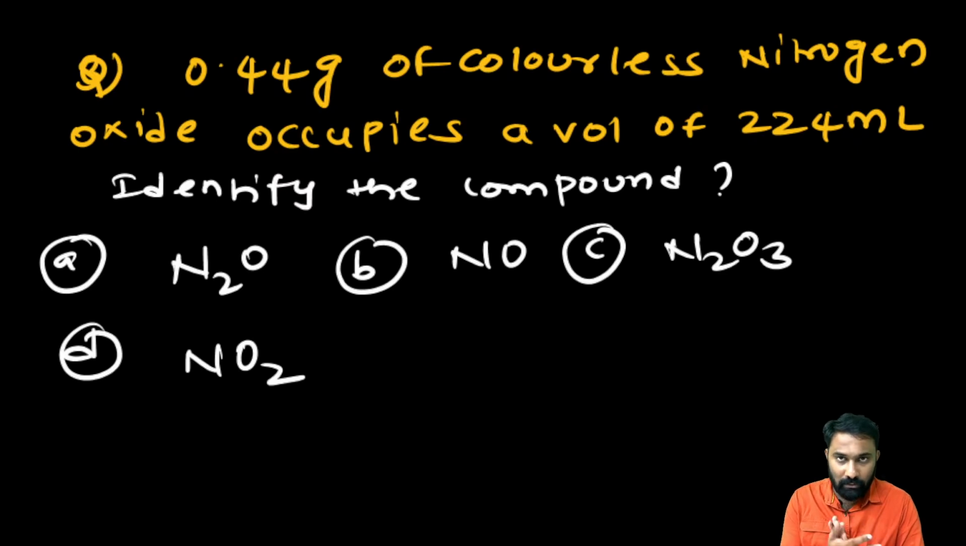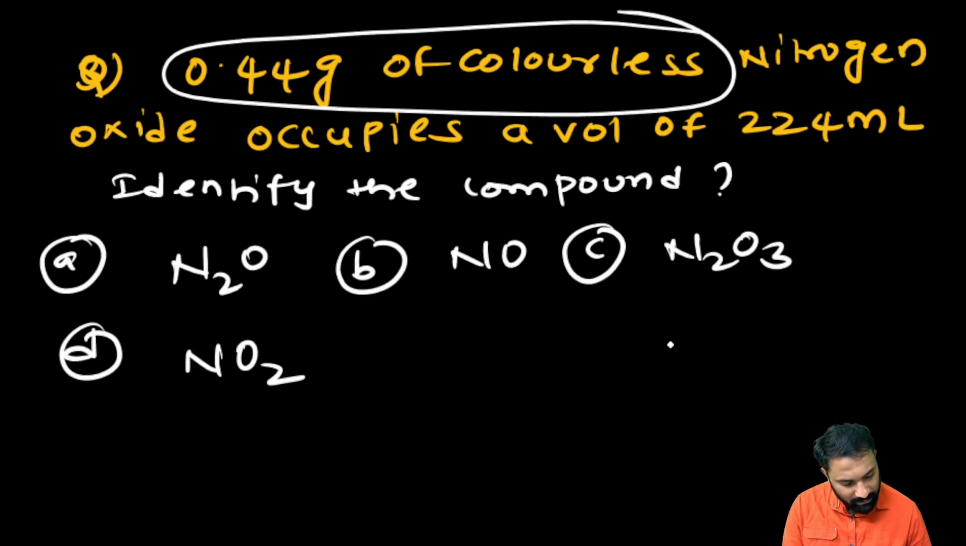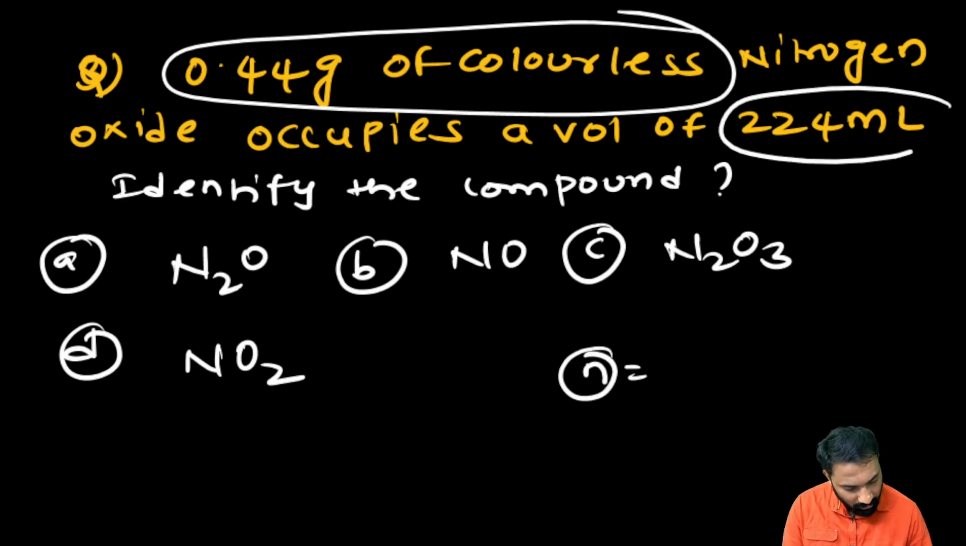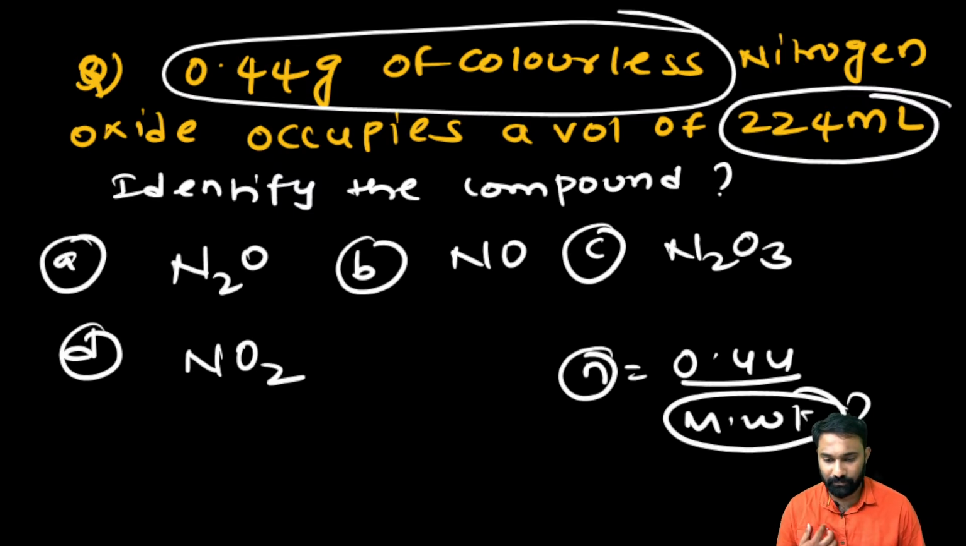How to identify, you know. First weight of that colorless compound they have given. Means number of moles you have to identify from the given volume. After that weight 0.44 gram they have given. Then you find the molecular weight, match it with the options A, B, C, D, and send me the answer.